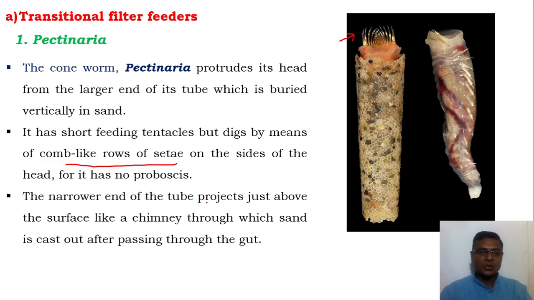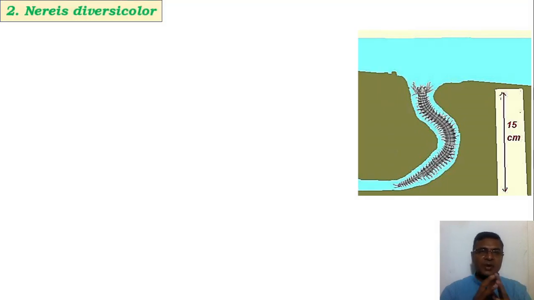The narrow end of the tube projects just above the surface like a chimney, through which the sand is cast out. It means that the comb-like rows of setae are present just above the surface, as the water current passes along with the detritus material, and the sand is cast out after passing through the gut. Along with the sand, detritus material moves toward the oral cavity, the sand is cast off, and the selected food material moves toward the inner cavity or the gut region. After Pectinaria, certain modifications are also observed in the case of Nereis, that is, Nereis diversicolor.